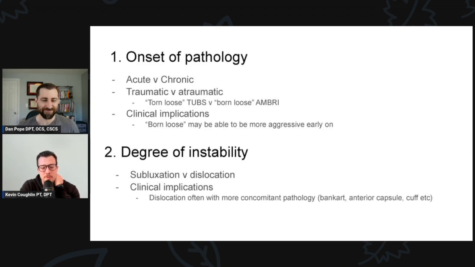The second big thing here is the degree of instability. So again, are they subluxing? Do they just feel loose? Have they had a dislocation? All the things we've talked about. If they have, we might want to get them in for imaging and figure out if there are any concomitant pathologies. How significant is the Bankart tear? How significant is a Hill-Sachs, if there is one? So we don't want to guess. We want to get them in and figure out what the degree of instability is.